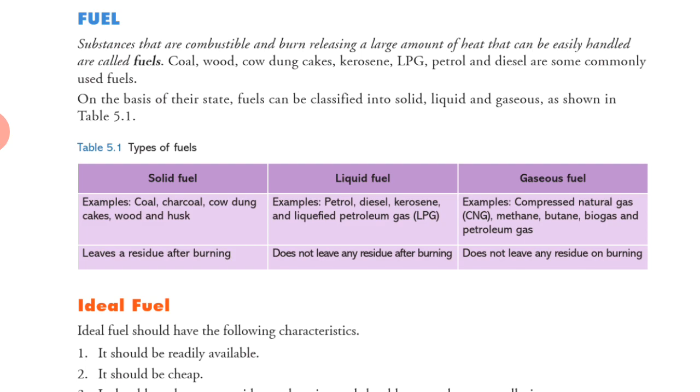On the basis of their state, fuels can be classified into three categories: solid, liquid and gas, as shown in the figure. Examples you can see: solid fuels are coal, charcoal, cow dung cake, wood and husk. An interesting fact about them is that they leave residues after burning. Whenever you burn a solid fuel, it will leave residues or ashes.